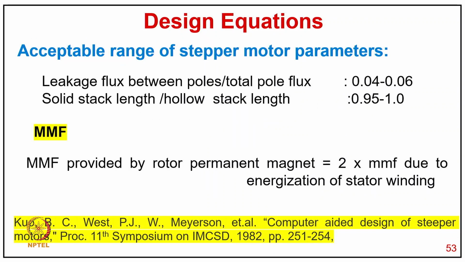Now, typical leakage flux between the poles to total pole flux 0.04 to 0.06, and solid stack length to hollow shaft length 0.95 to 1, and MF provided by the rotor permanent magnet equals 2 times MF due to energization of stator winding.